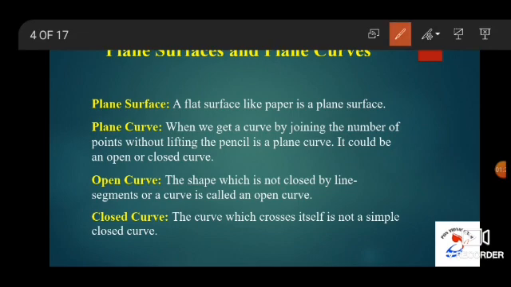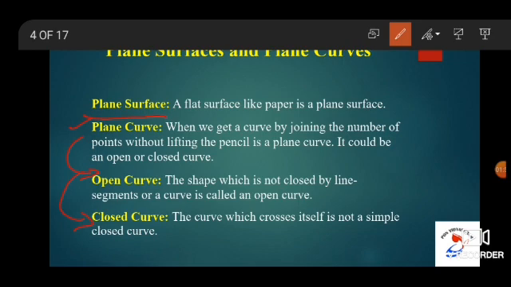First, if I want to talk about a plane surface, I think all of you know what a plane surface is. A flat surface like a paper is called a plane surface. Now we'll see what a plane curve is. When we get a curve by joining a number of points without lifting the pencil, then it is called a plane curve. This plane curve can be further classified into open curve and closed curve.